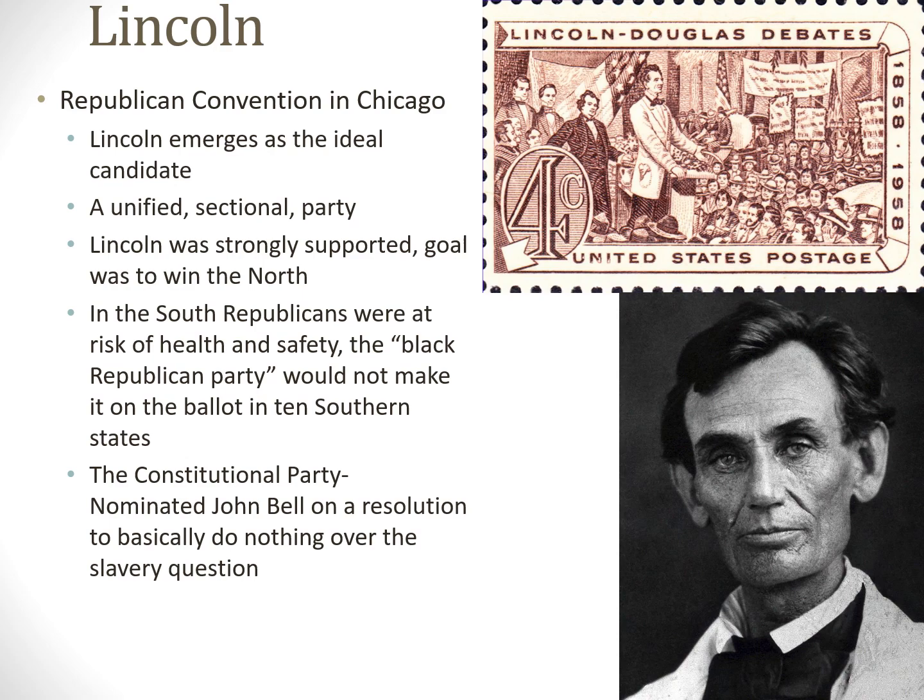There was also the Constitutional Party, which nominated the fourth candidate for the election, and they nominated John Bell. The Constitutional Party was sometimes referred to as sort of an old man's party, and it was particularly popular in places like Virginia. And the Constitutional Party really didn't have a platform. They basically ran on a resolution to effectively do nothing about the slavery question, to effectively pretend that we're just not even gonna address the slavery question.